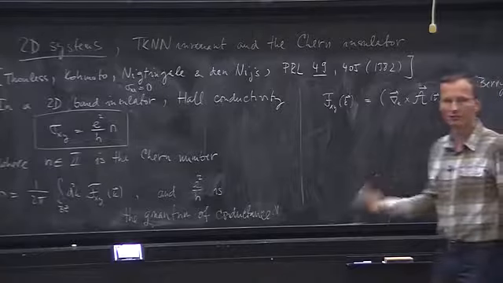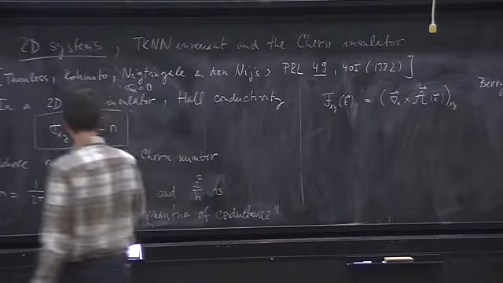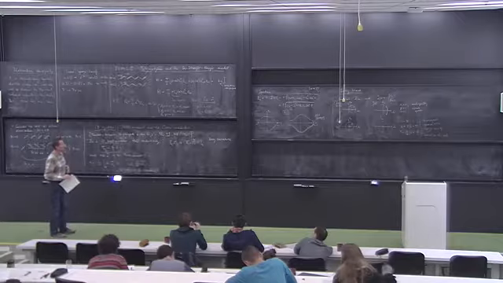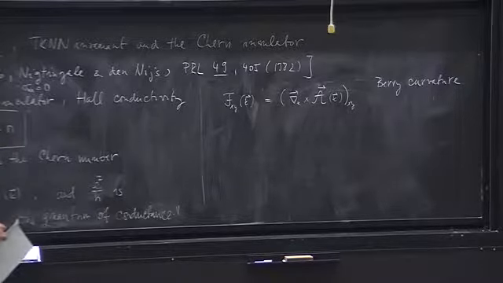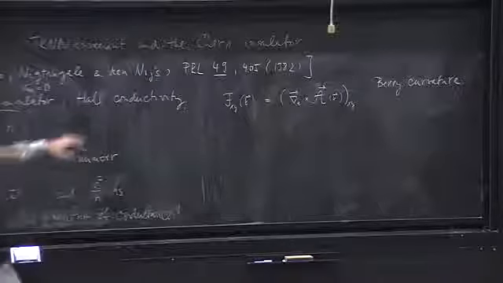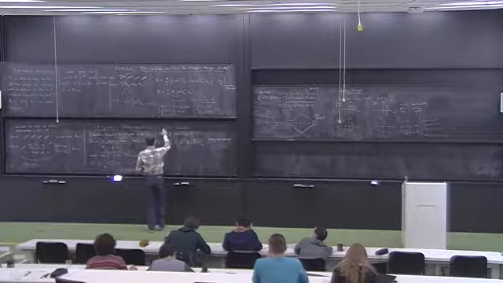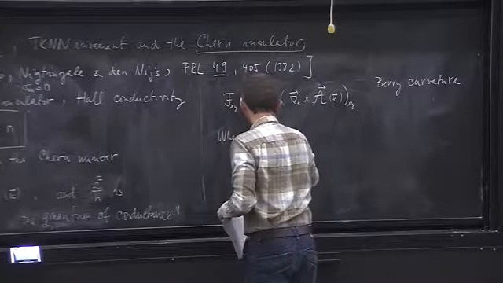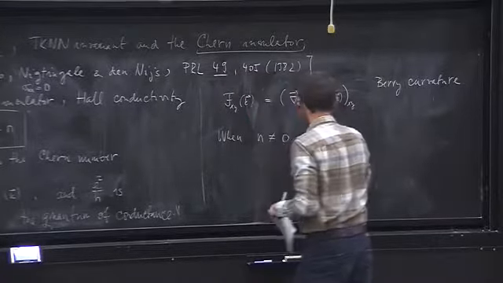Okay, so now what this tells you, of course, is that this N can be 0. And indeed, in most cases, it will be 0. But there are situations, and we will work out an example when this happens, when this N can be non-zero. And when N is non-zero, the system is called a Chern insulator.